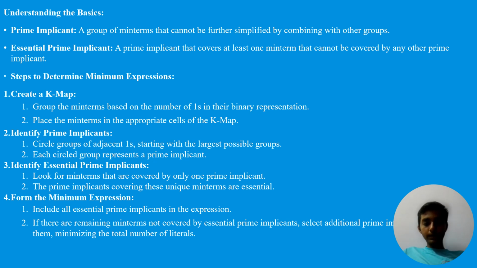Identify the essential prime implicants. Look for the minterm that is covered by only one prime implicant. The prime implicants covering those unique minterms are essential. That means a prime implicant that is not covered by any other groups is called an essential prime implicant. For the minimum expression, include all the essential prime implicants in the expression. If any remaining minterms are not covered by the essential prime implicants, select additional prime implicants. Minimize the total number of literals.